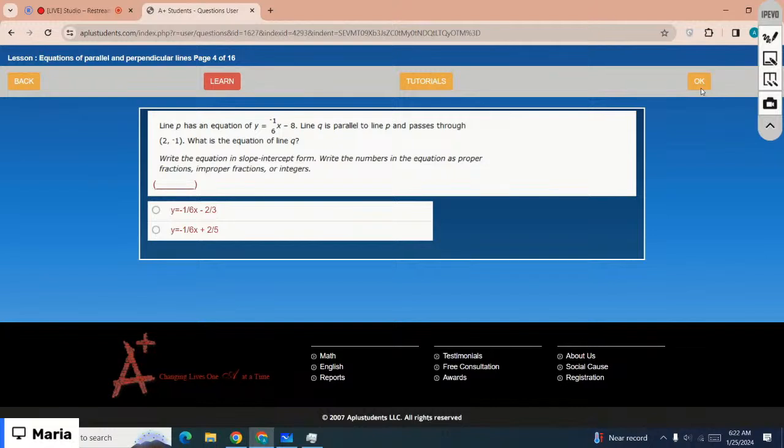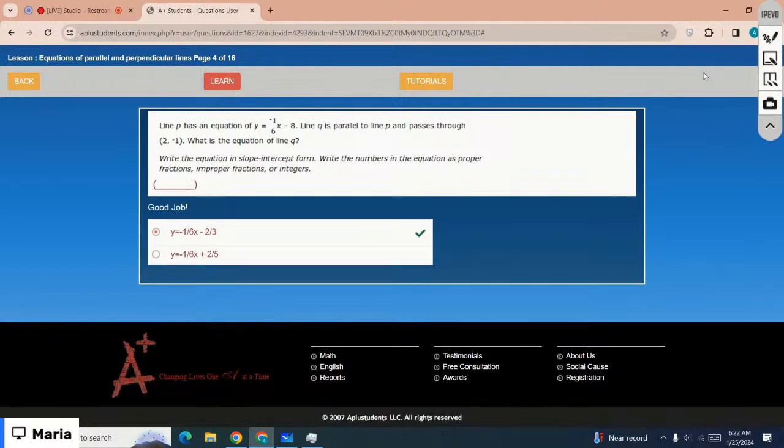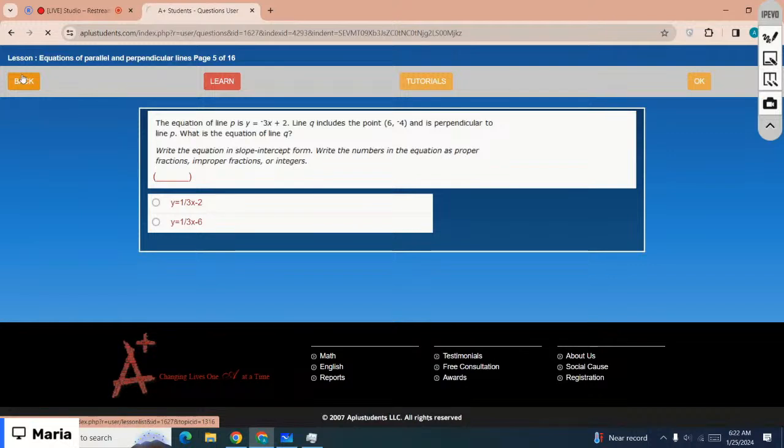Which is the correct option? That is y equals negative 1 over 6x minus 2 over 3. Option number 1 is the correct option. Got it? Okay, you can complete the lesson by yourself later today. So let's move on to the next lesson.